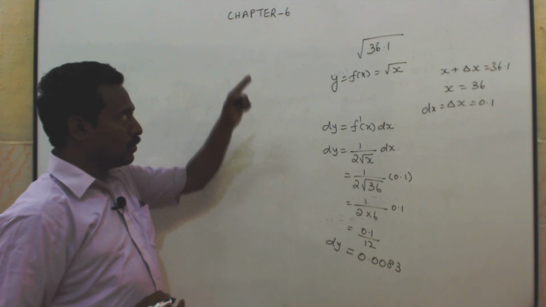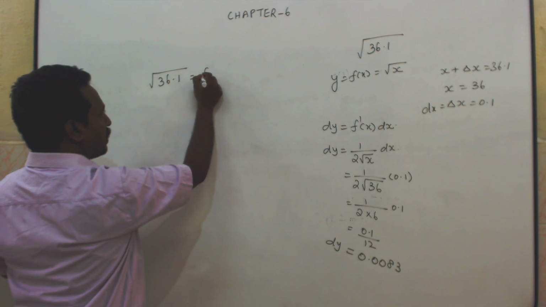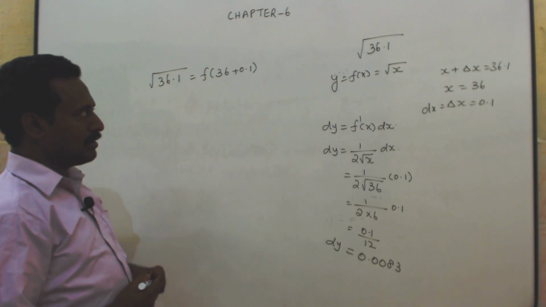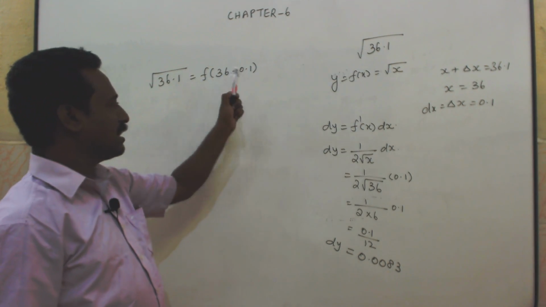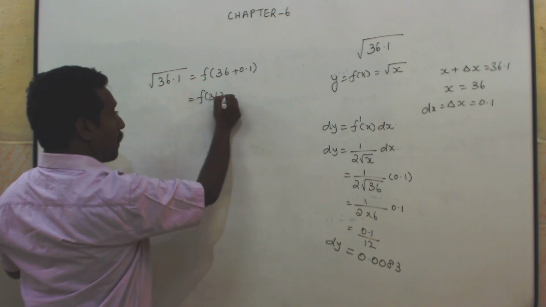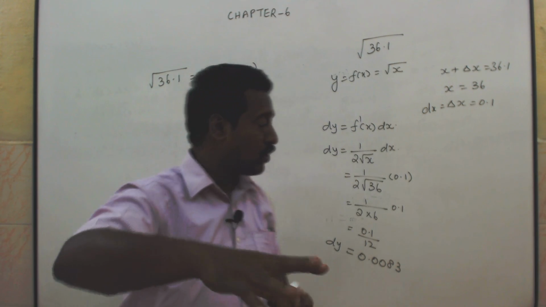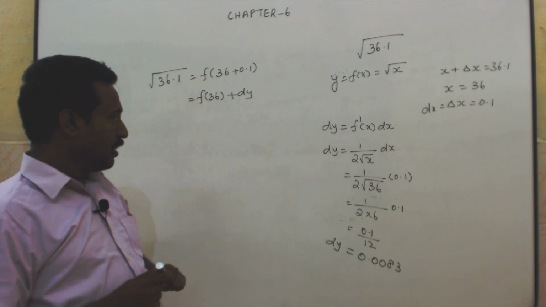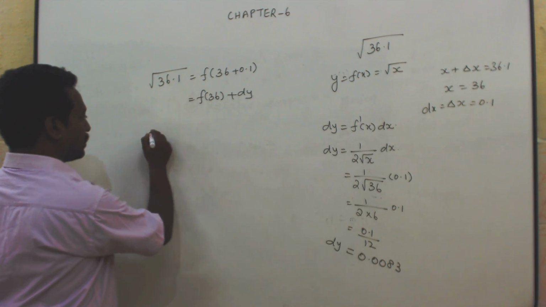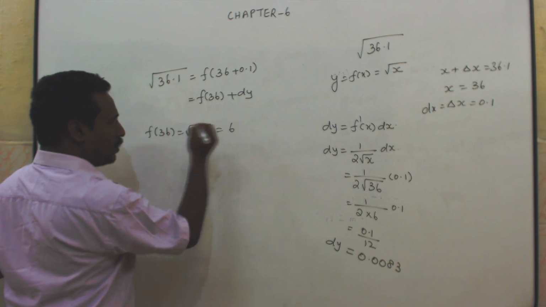But what we have to find out? We have to find out root of 36.1. This is nothing but f of 36 plus 0.1. 36.1 can be written as 36 plus 0.1. So, f of 36 plus dy. I already gave the formula: f of x plus delta x equals f of x plus dy. We know dy, we have to find out f of 36. f of 36 equals root 36. What is the value? 6.